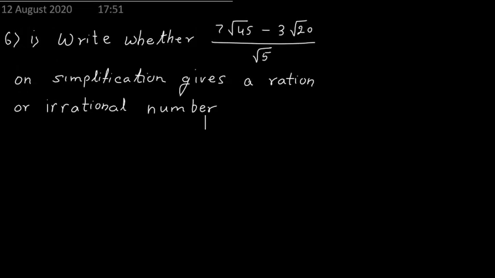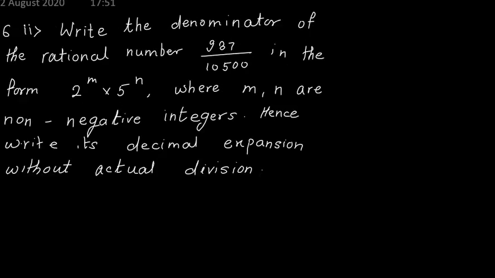The next question: write whether 7 root 45 minus 3 root 20 upon root 5, on simplification, gives a rational or irrational number. Now in the sixth question we have parts, so this is the first part. The second part is: write the denominator of the rational number 987 divided by 10500 in the form of 2 power m into 5 power n, where m and n are non-negative integers. Hence write its decimal expansion without actual division.